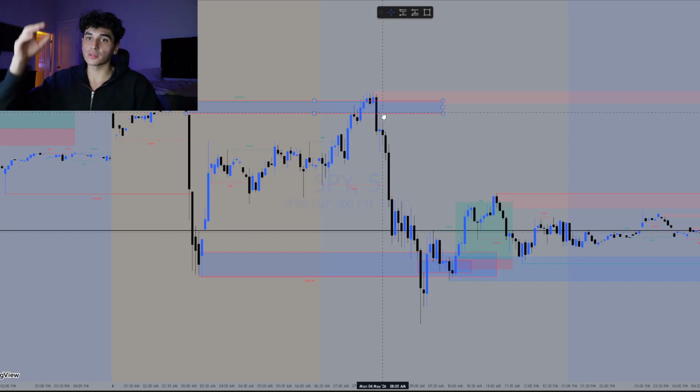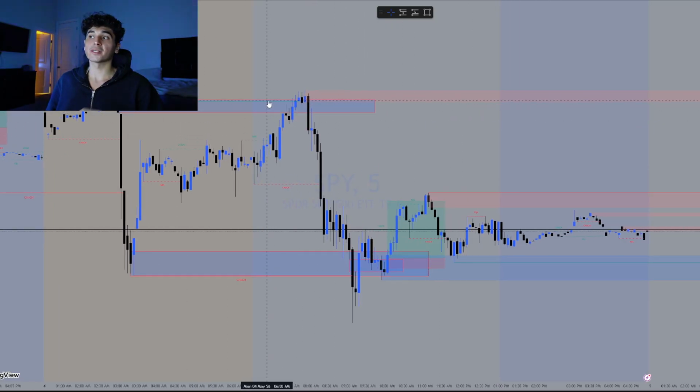So pretty much when things get to a super high price, basic supply and demand, there's obviously people that are going to be selling, right? They're going to want to be getting out at that point since price is at the highest point possible. So boom, that's exactly what happened here. Price failed to invalidate that zone.